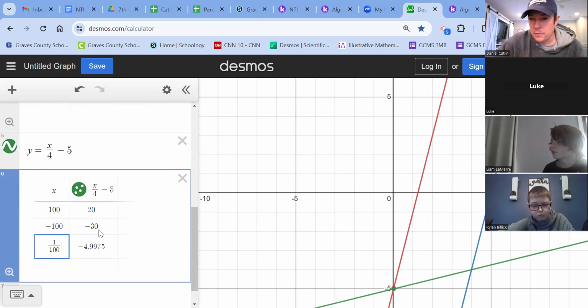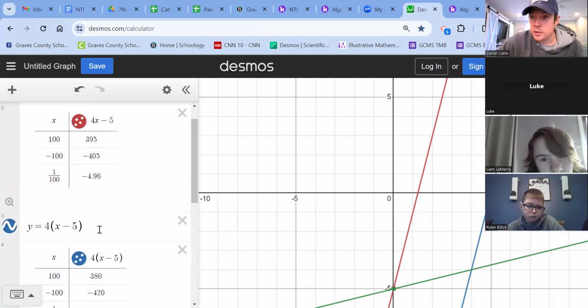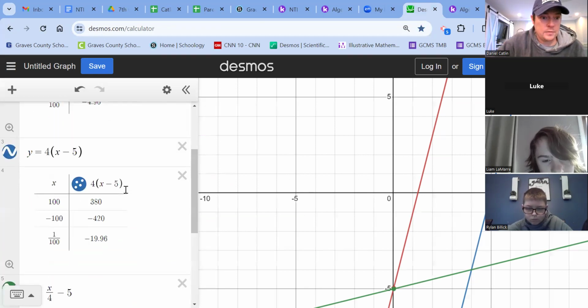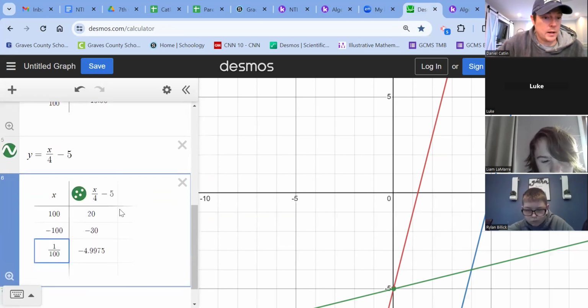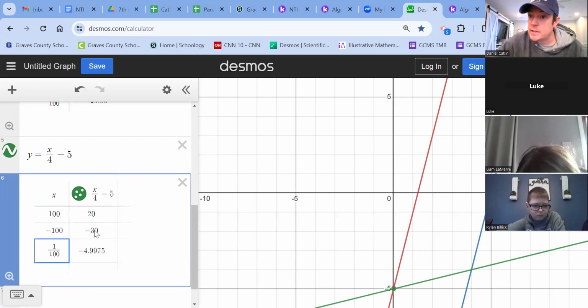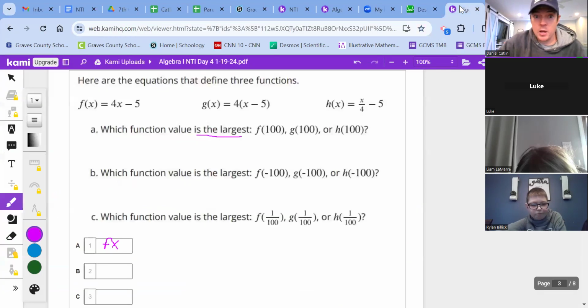So I'm really looking for the one that's closest to 0, right? So what's closer to 0? 405, negative 420, or negative 30? That would be negative 30, right? So our answer there should be h of x, because this is the last one. So h of x gives us the largest output when we plug negative 100 in, right?